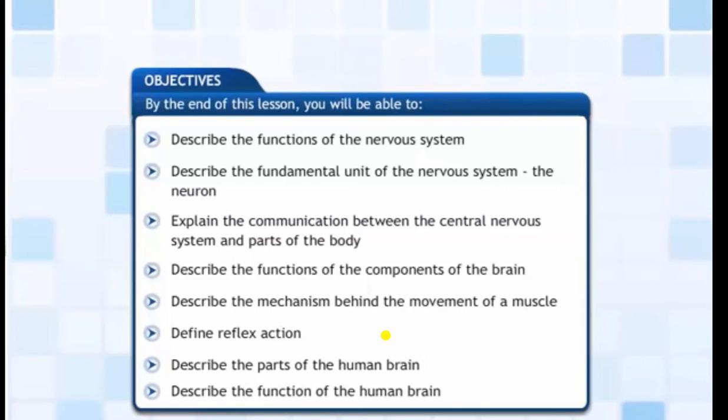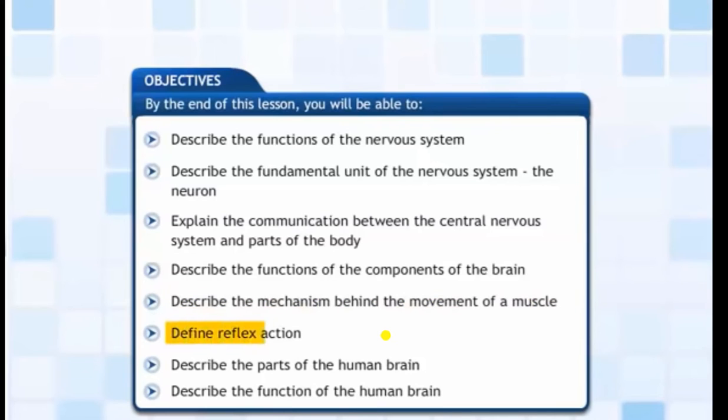Dear students, at the end of this lesson, you will be able to describe the function of the nervous system. Second, describe the fundamental unit of the nervous system, the neuron. Third, explain the communication between the central nervous system and parts of the body. Describe the functions of the components of the brain. Describe the mechanism behind the movement of a muscle.